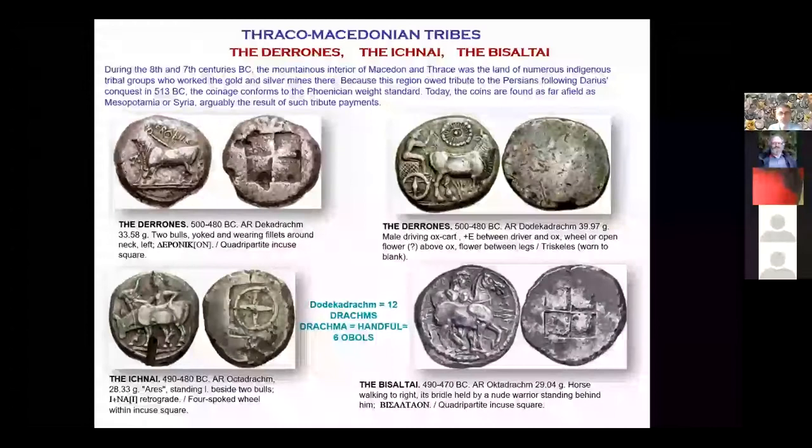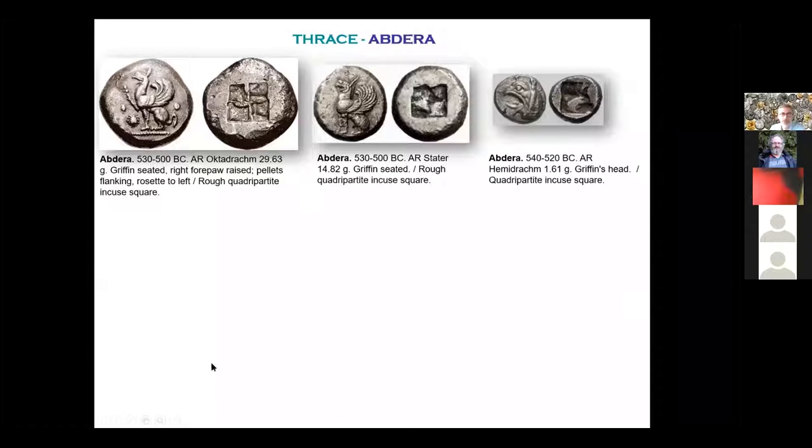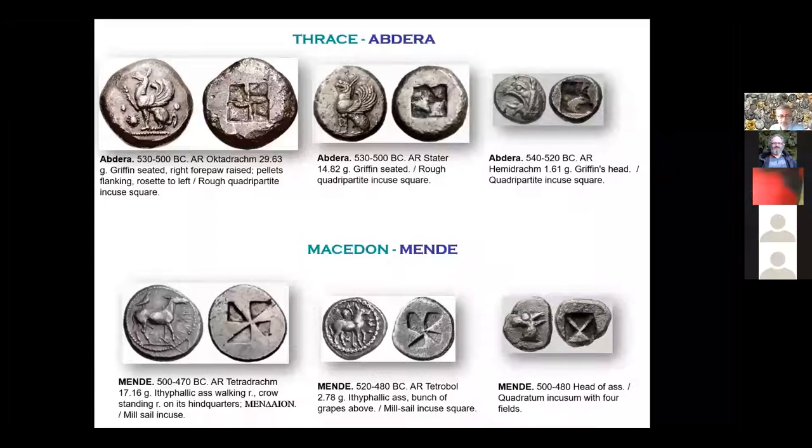Abdera is a remarkable city on the shore of the northern part of the Aegean Sea, and its coinage is remarkable with the griffin symbol. And Mende is well known for its choice of the ass as the symbol of their city. It is depicted in the coins, as you see, most of the time. But that's what the city chose to represent themselves.